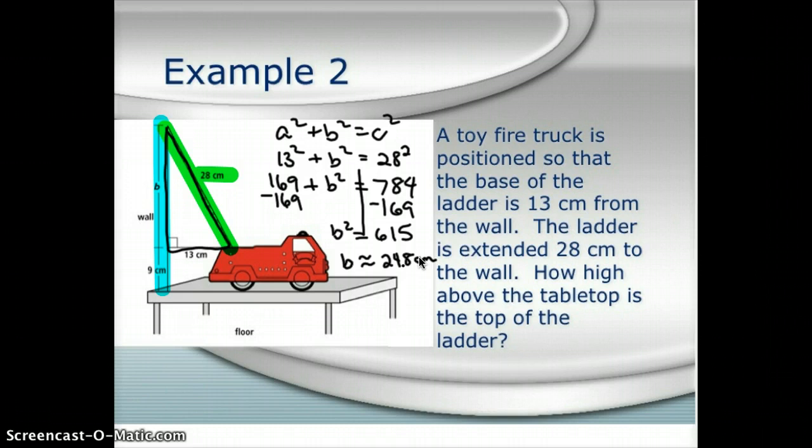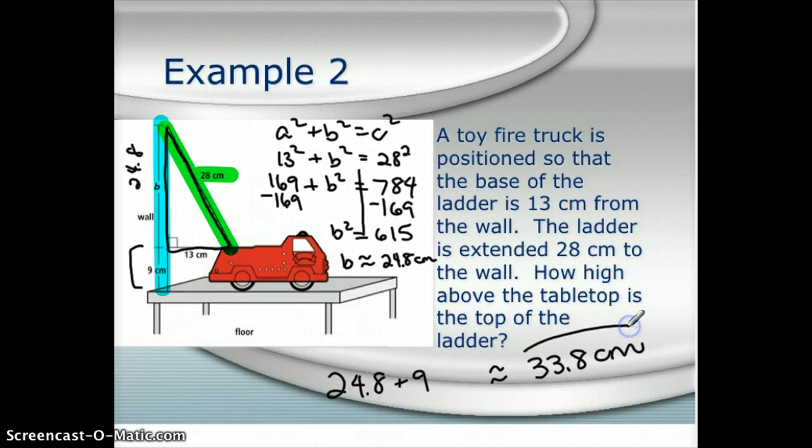But look closely. This question asks how high above the tabletop is the top of the ladder. So b right here, 24.8 centimeters, is not the entire height. There's also this 9 here. So I'm going to add 24.8 and 9, and I'm going to get about 33.8 centimeters. It's important to note that we have this little approximately symbol in front because I rounded.